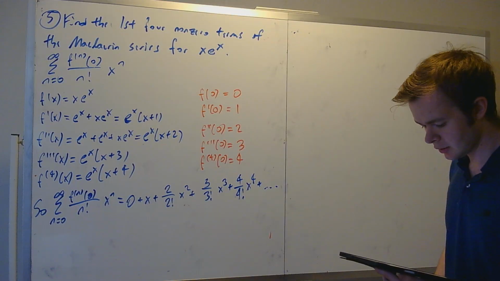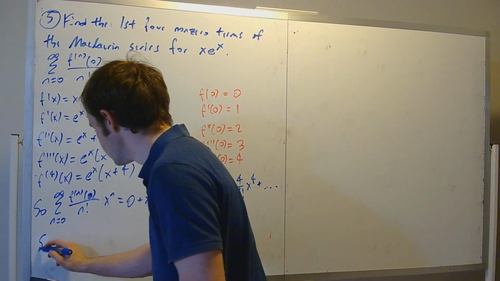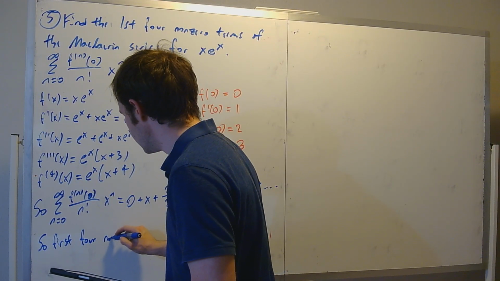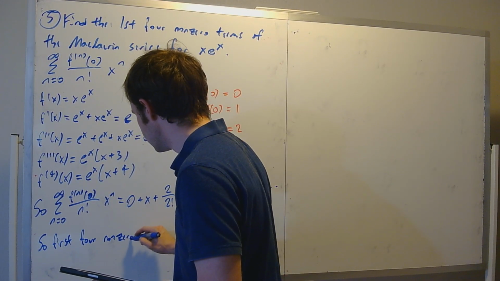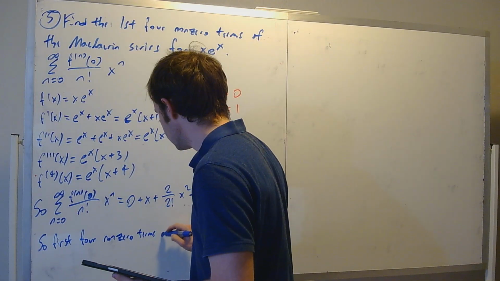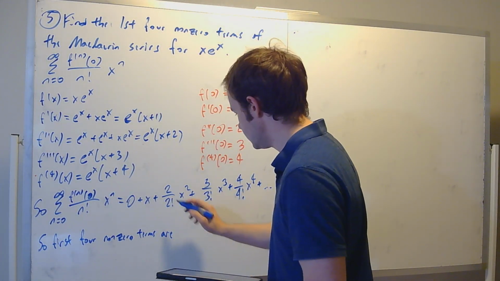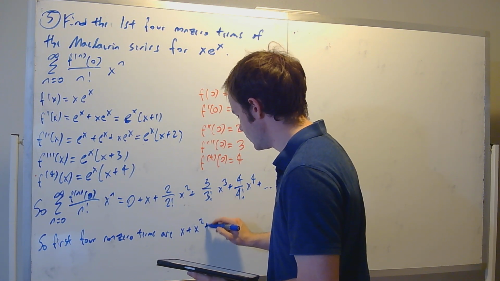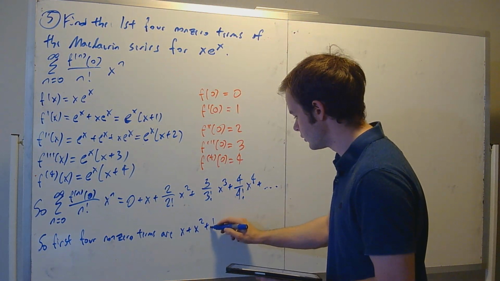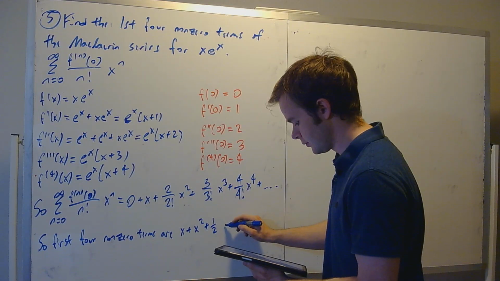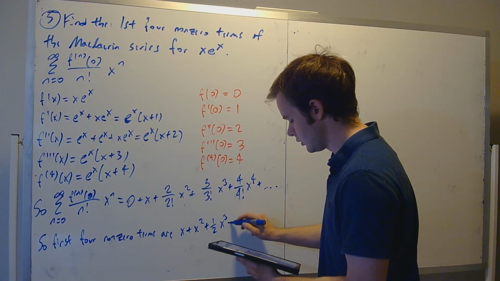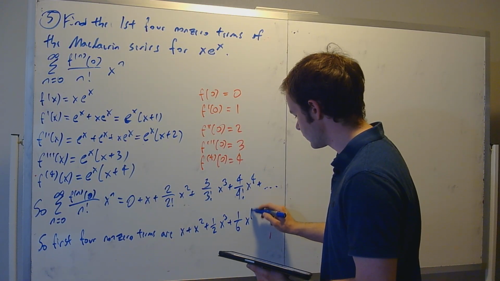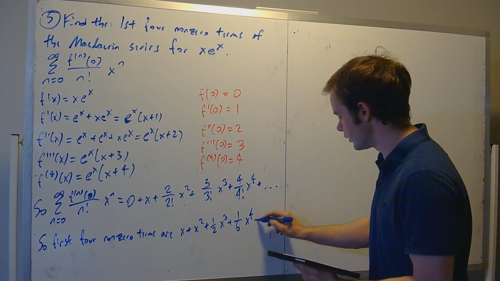So the first 4 non-zero terms are, here we've got x, the second term was x squared, the third term was 1/2 of x cubed, and the fourth term was 1 over 6 times x to the 4th. And you just keep going.